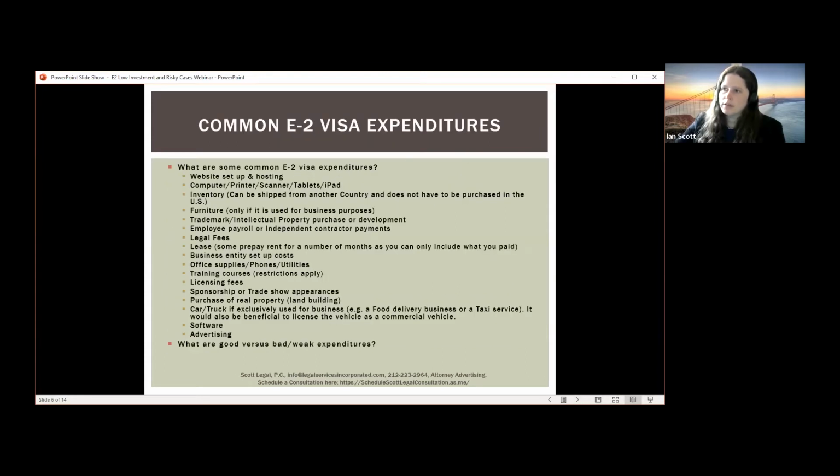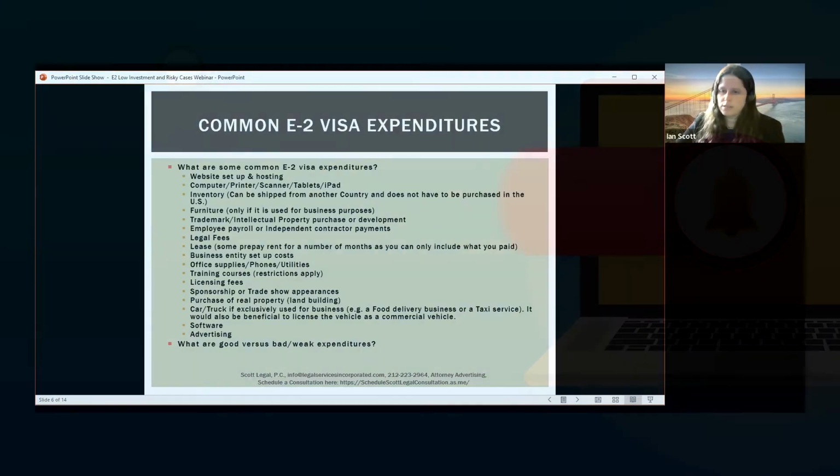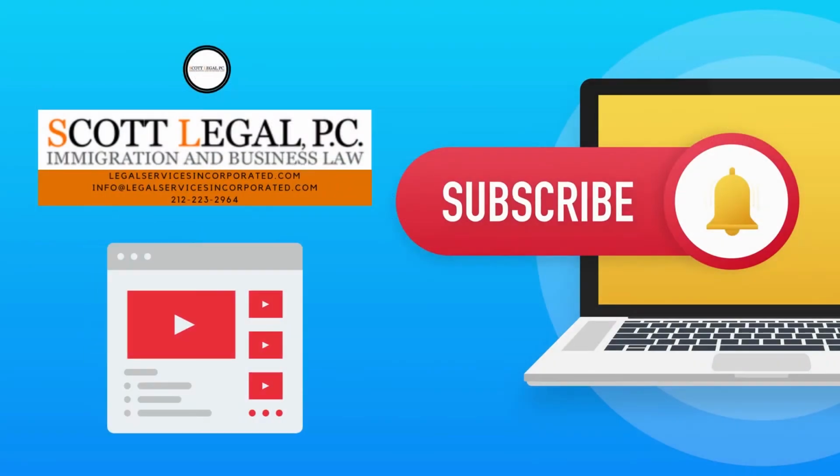So let's talk now about some common E-2 visa expenditures, particularly for people who are applying with service-based businesses. It's a very common question: what should I spend money on? As I mentioned earlier in the presentation, the startup expenses are obviously going to vary based on what type of business you're starting, but there are some expenses that span across most businesses.